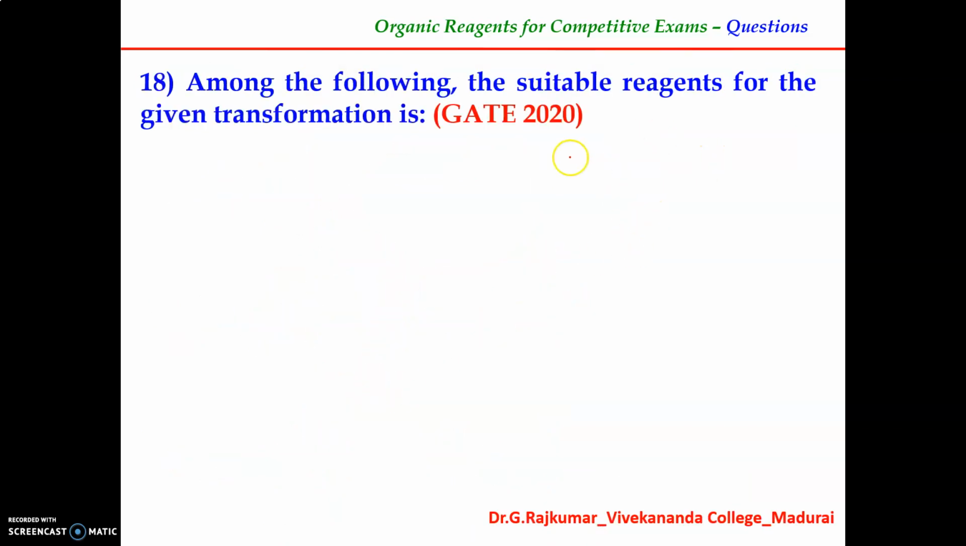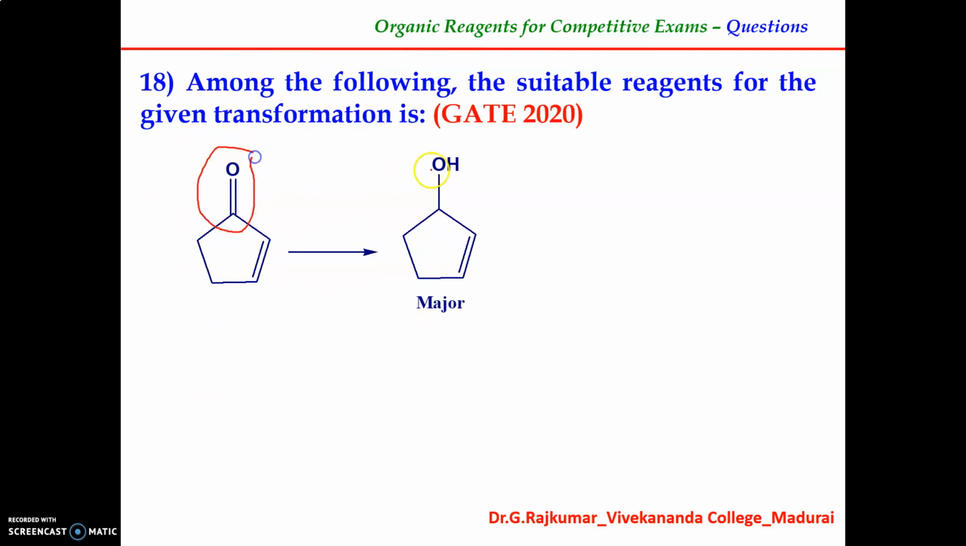So this question was asked in GATE 2020. Among the following, the suitable reagents. So look at the reactant and product. What transformation has taken place? So this keto group has been reduced into a hydroxyl group.